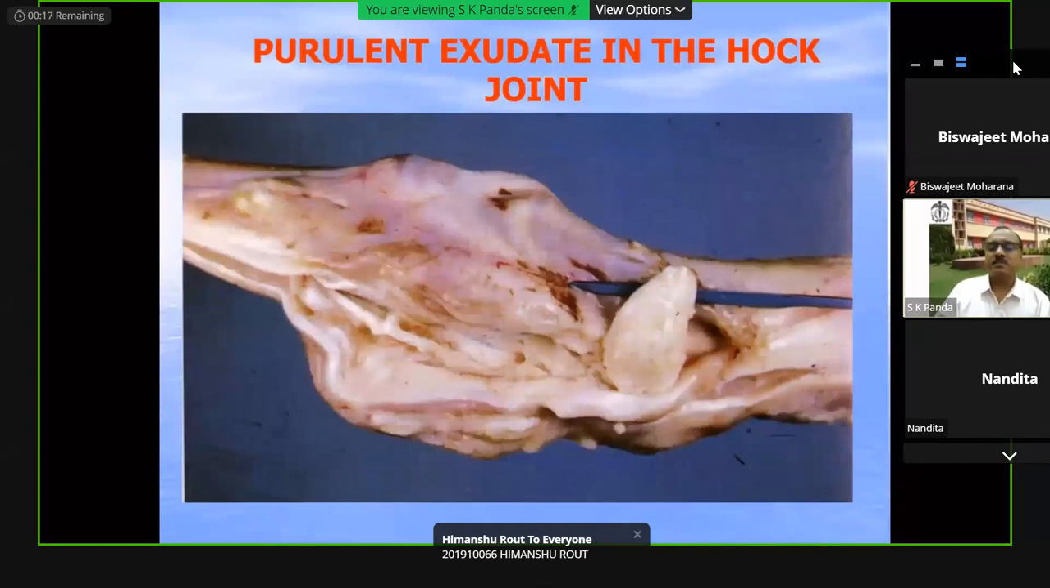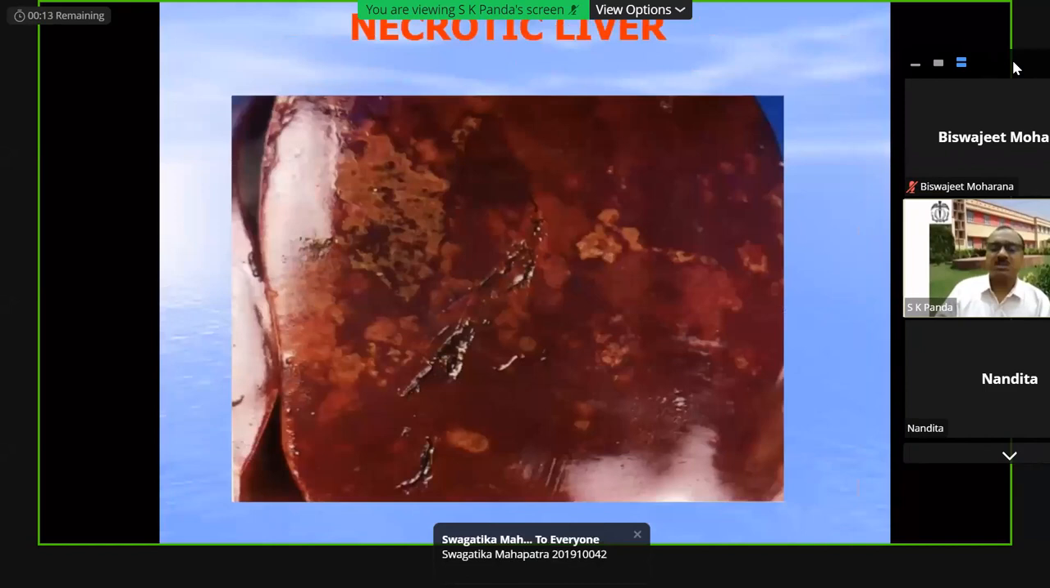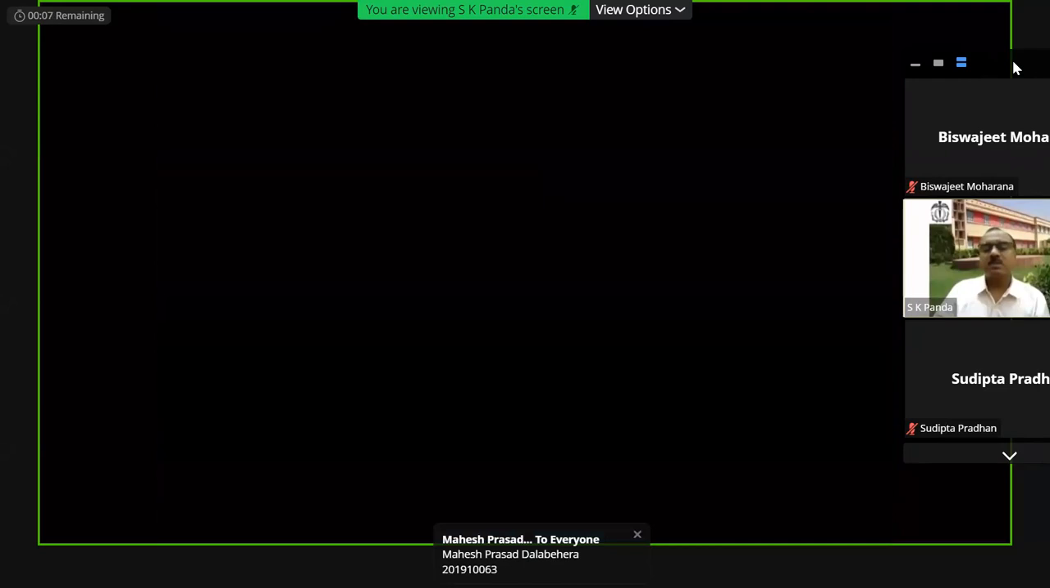Sometimes also it will be necrotic patches. These are the colonies, clumps of bacteria present in the liver. So staphylococcus, you please remember, it is mostly to the joints with the pus and bumblefoot.